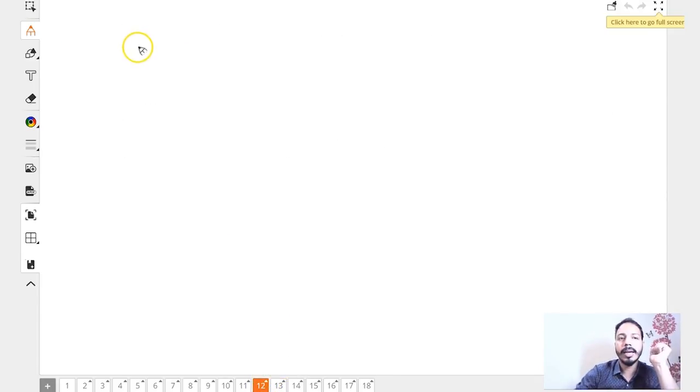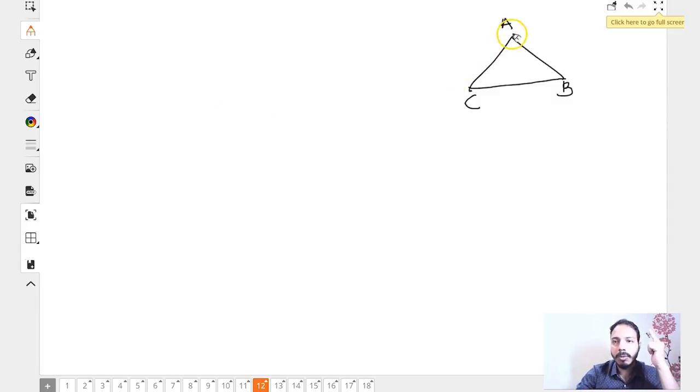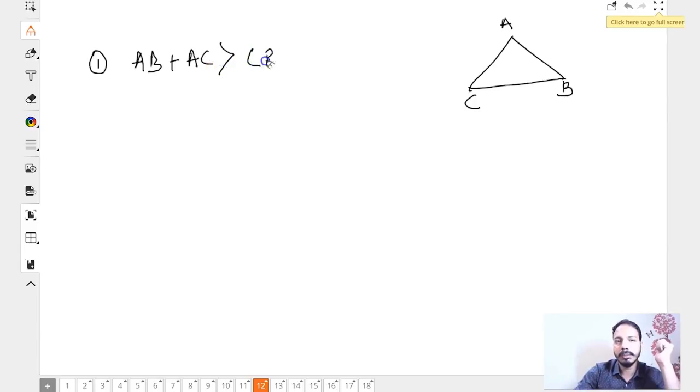So we know that if I have a triangle ABC, I can always say that the sum of the length of two sides is always greater than the third side, right? This is the first inequality. That means, for example, AB plus AC is always greater than CB. In this way I can write the others also. For example, AC plus CB is greater than AB. In this way I can write all of them, 3 equations, right?